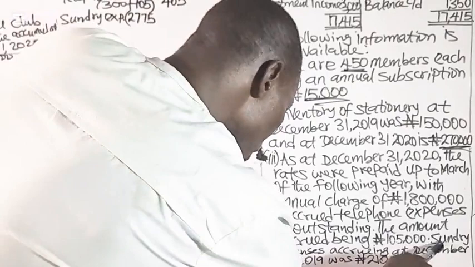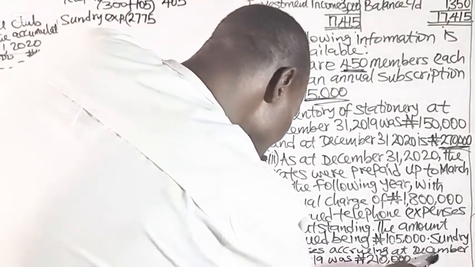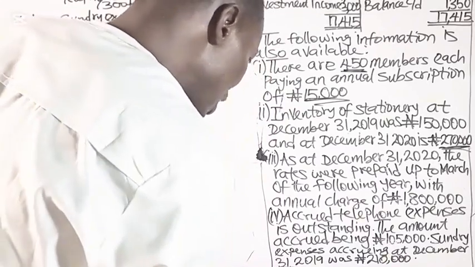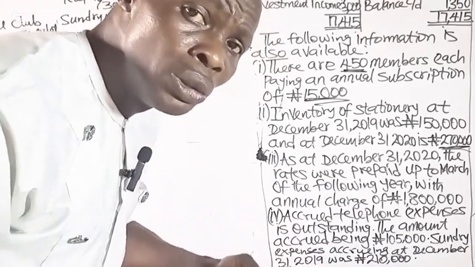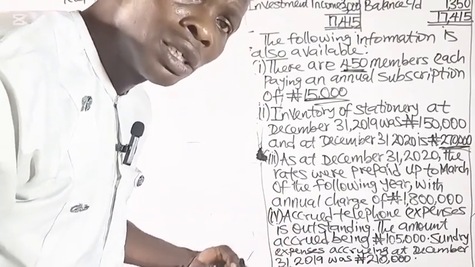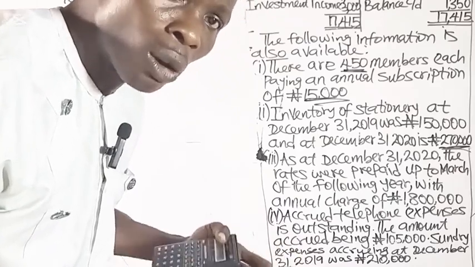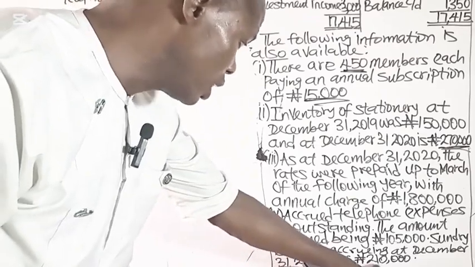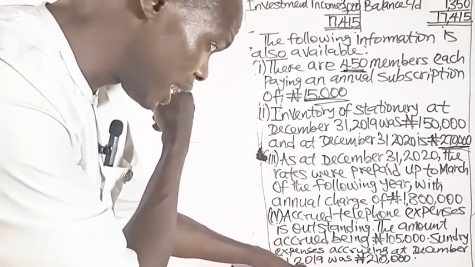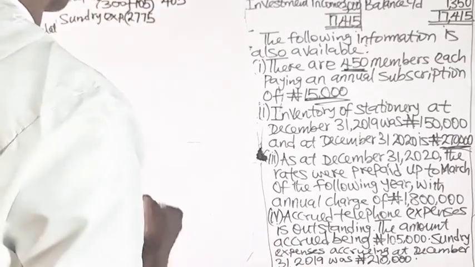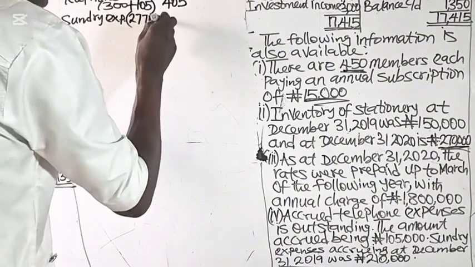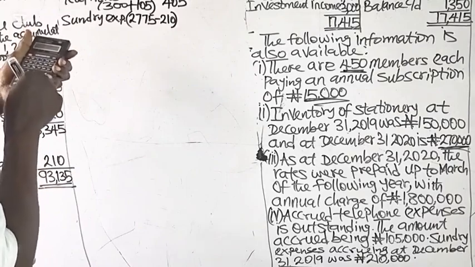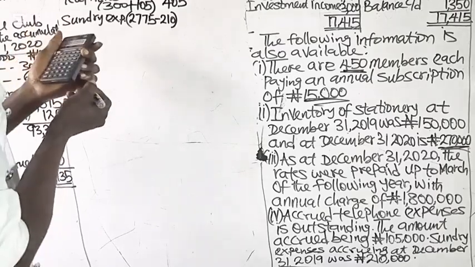Note 4. Sundry expenses accruing at December 31st, 2019 was 210,000. You know, 2019 is the previous reporting period. It means 210,000 was due in the 2019 financial reporting period, but was not paid in the year 2019, and it was included in the amount paid in the year 2020. That is the meaning. So this 210,000, which was outstanding in 2019 but was paid in 2020, we have to subtract, since it does not relate to the 2020 reporting period. So 2,775 minus 210 gives us 2,565.